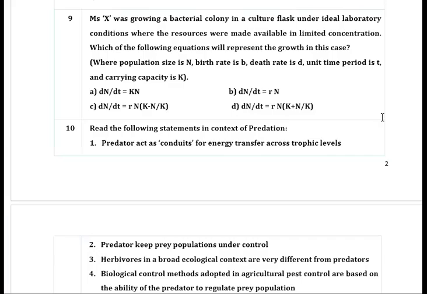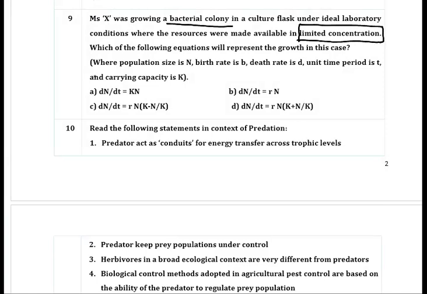Now the next question is about Miss X. It is said that Miss X is growing a bacterial colony in a culture flask under ideal laboratory conditions where the resources were made available in limited concentration. Which of the following equations will represent the growth in this case?